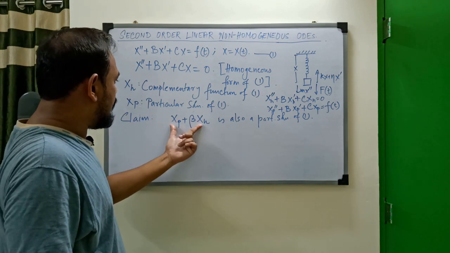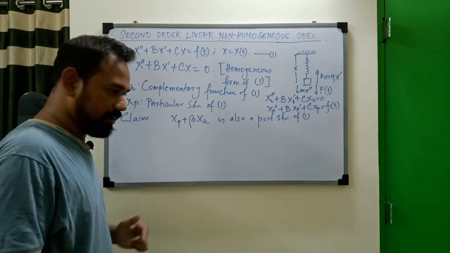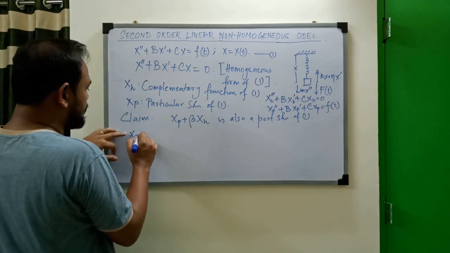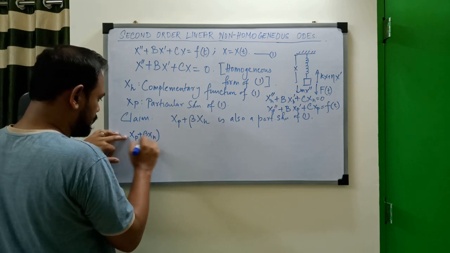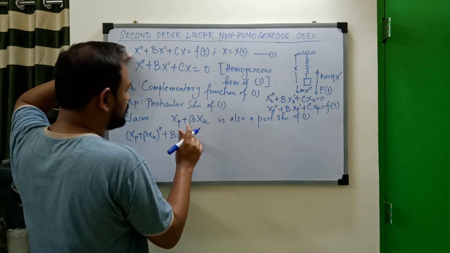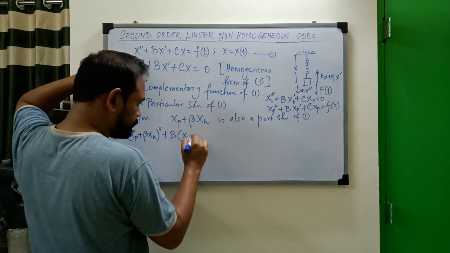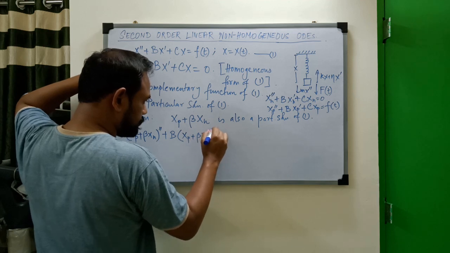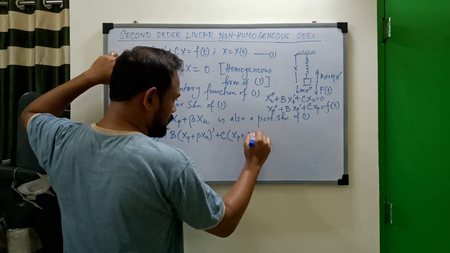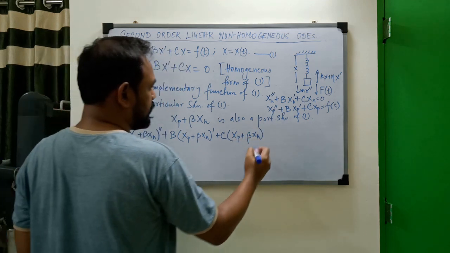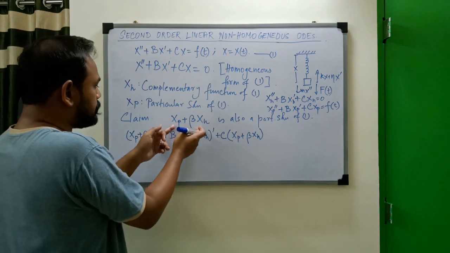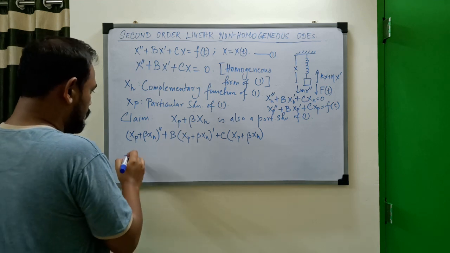So let's just say, so instead of x, I put this whole thing in there, okay? So let's just do that. So what I do is, I take xp plus beta xh, I differentiate this twice, plus b, I differentiate this once, plus c, I keep this as it is, and I want to show that this will be ft. Then I would have established that this is a particular solution of this. So let's do that.